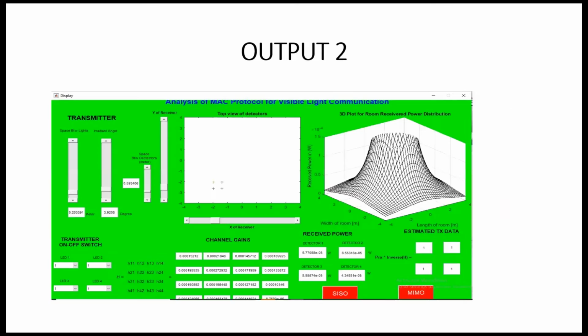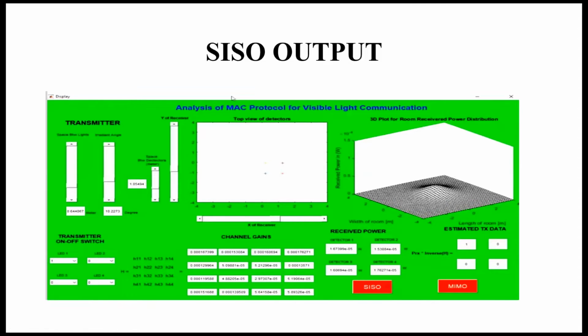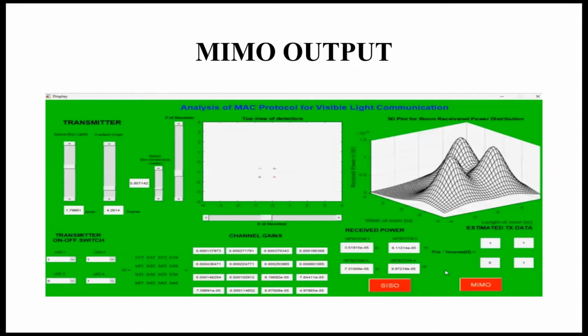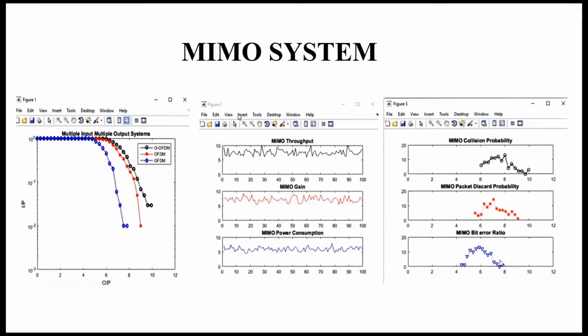For the corresponding sample, the 3D plot of the room's received power distribution is shown here. This is for SISO, with the corresponding graphs: throughput, gain, and power consumption. Here, the proposed system enhanced the bit error rate performance and throughput for the possible channel gain of a MIMO over a SISO visible light communication. Compared to other conventional systems, the bit error ratio of the proposed system has improved by 10 to the power minus 5 at a signal to noise ratio of 20 dB.